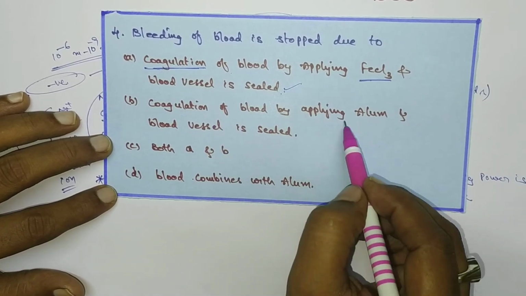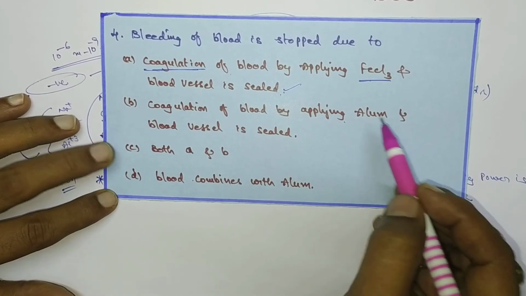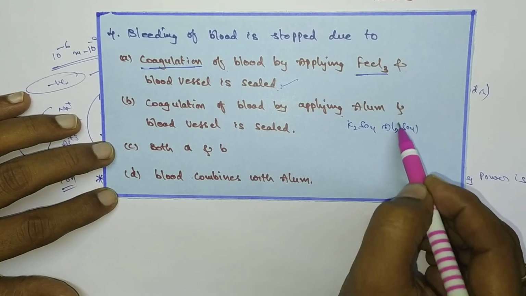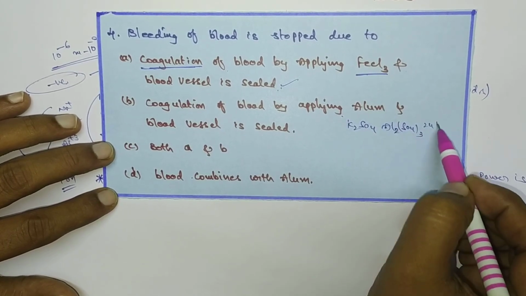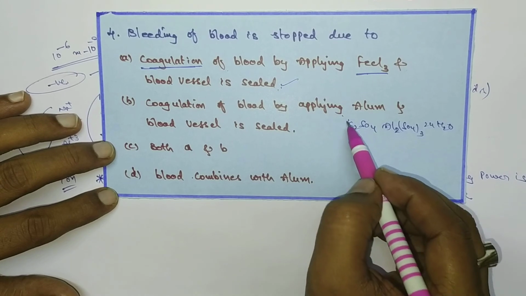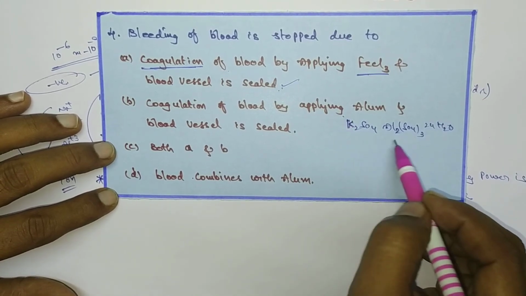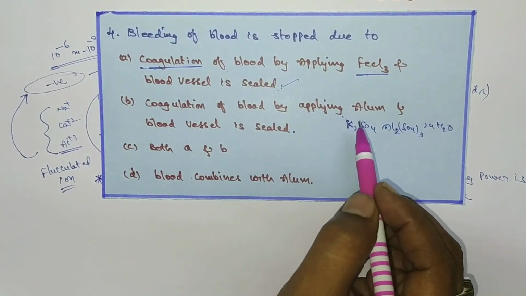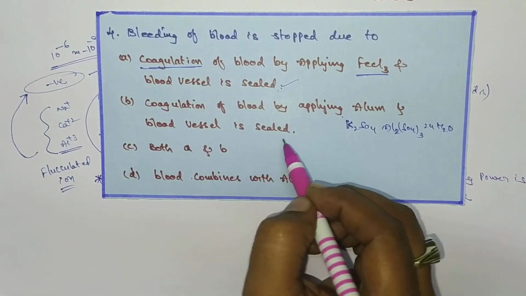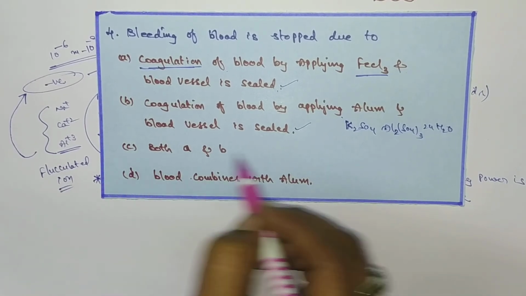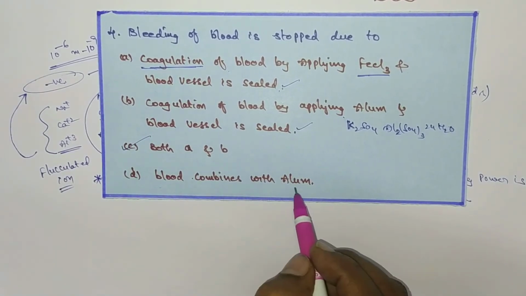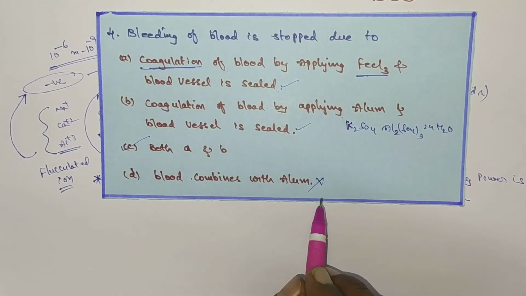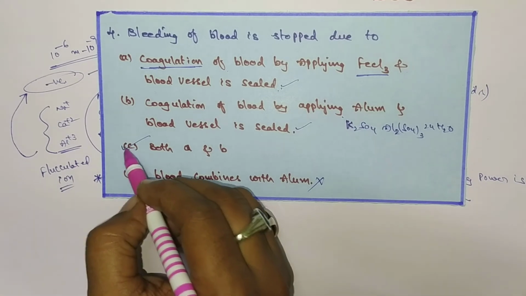And coagulation of blood by applying alum. This alum is nothing but potash alum, K2SO4.Al2(SO4)3.24H2O. This is the formula of alum. It also acts as an electrolyte, so here also the prevention of bleeding takes place. That means coagulation of blood takes place. So this is also correct. So option C, both A and B are correct. And 'blood combines with alum', this is not correct. Blood does not combine with alum, but alum prevents the bleeding only by coagulation. So this is the correct answer.